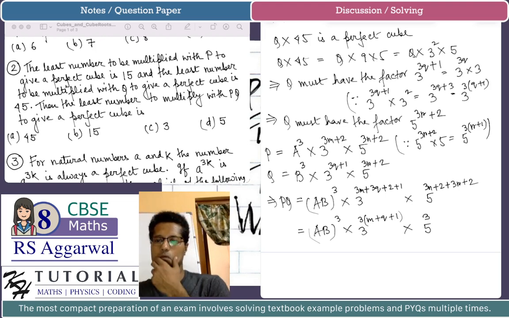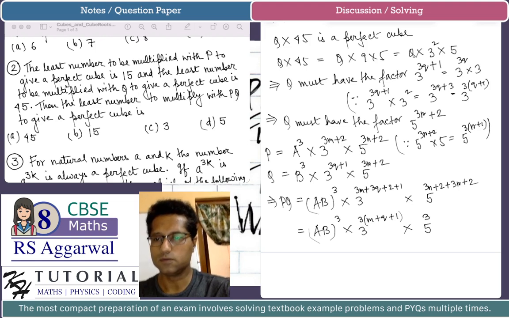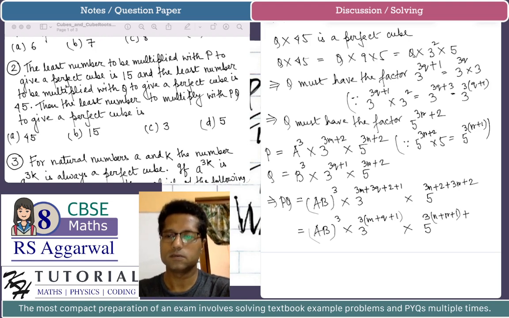So we have 5 to the power 3n plus r plus 1 and plus 4, 1. Square.